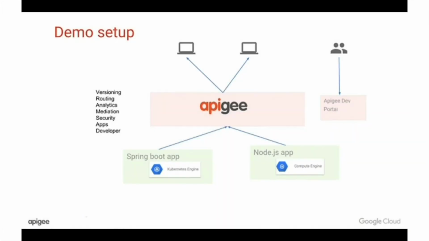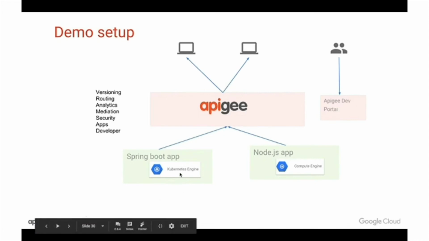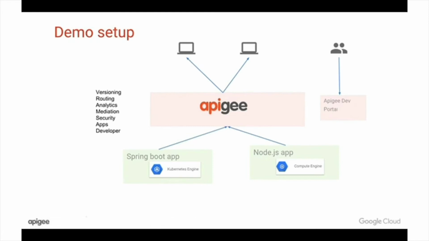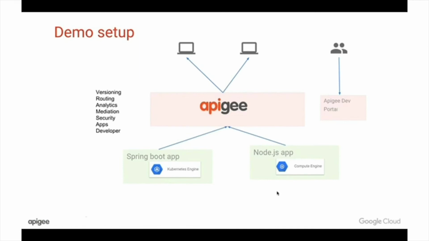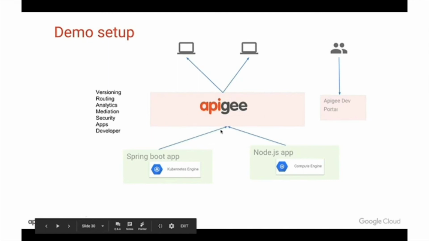So let's first look at the demo scenario. What I have is two different applications, both doing the same thing. This is a hotels app, which is exposing fictitious hotels data. I have version one of the app. So version one of the API points to either a Compute Engine app, which is a VM, or to a Kubernetes app, which is a microservice. Both of these APIs are exposed via Apigee to clients.